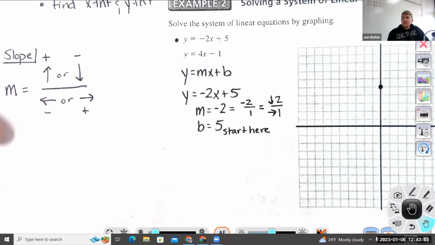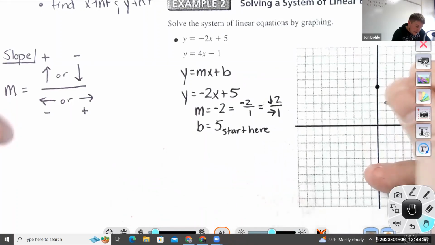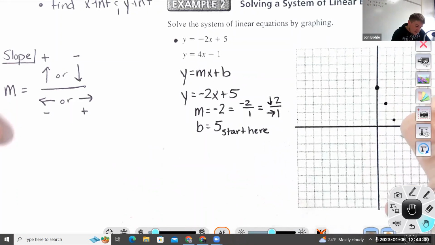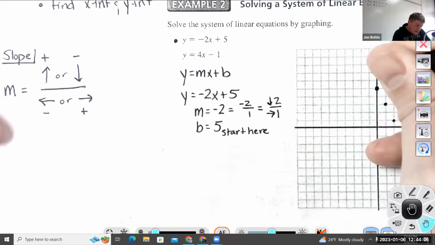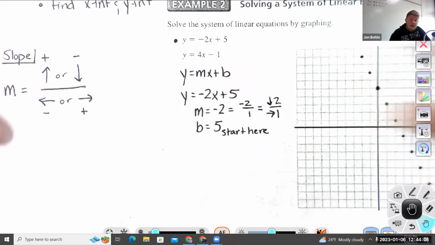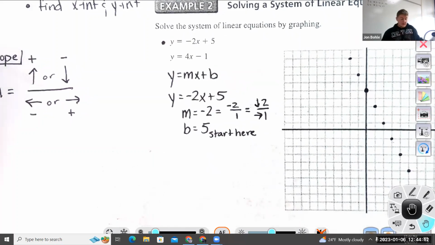And where does the slope tell me to go from here? Down 2, right 1. Now, I think for the vast majority of us, we get it when you say over 1. But I like to be specific and use descriptive words like left or right. It's going to tell me down 2, right 1 specifically. Okay, that is the first line.